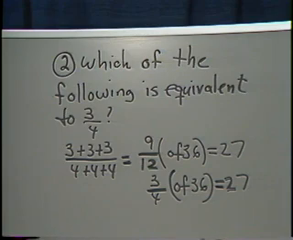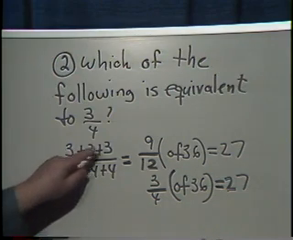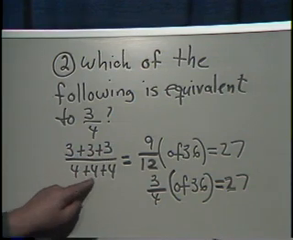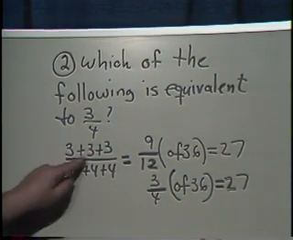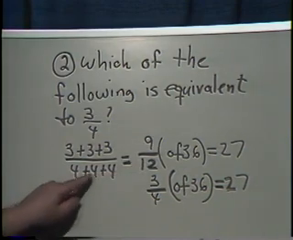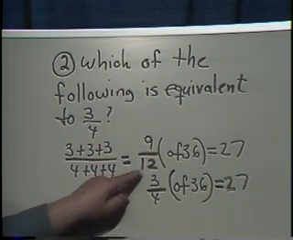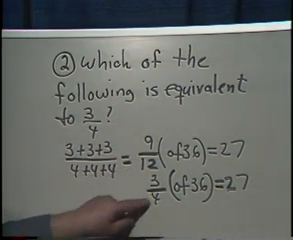All equivalent means here is which one names the same rate as 3/4. The first one is 3 plus 3 plus 3 over 4 plus 4 plus 4. 3 plus 3 plus 3 is 9. 4 plus 4 plus 4 is 12. How do we compare 9/12 with 3/4?